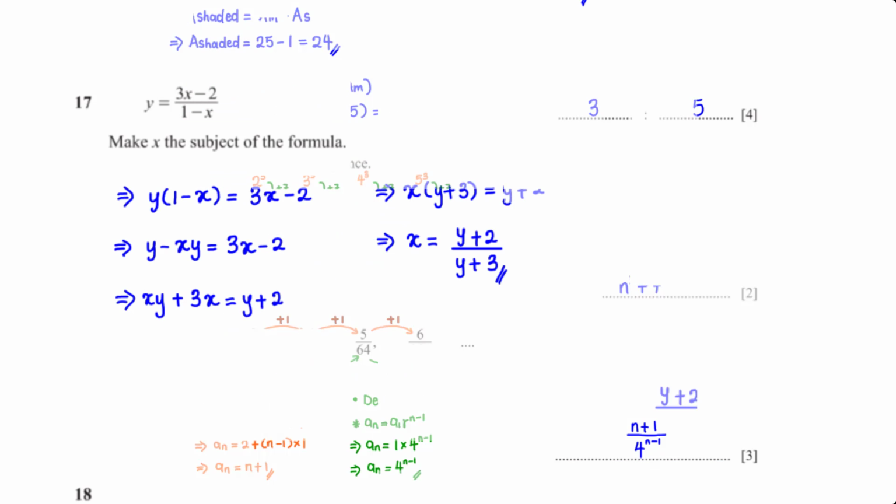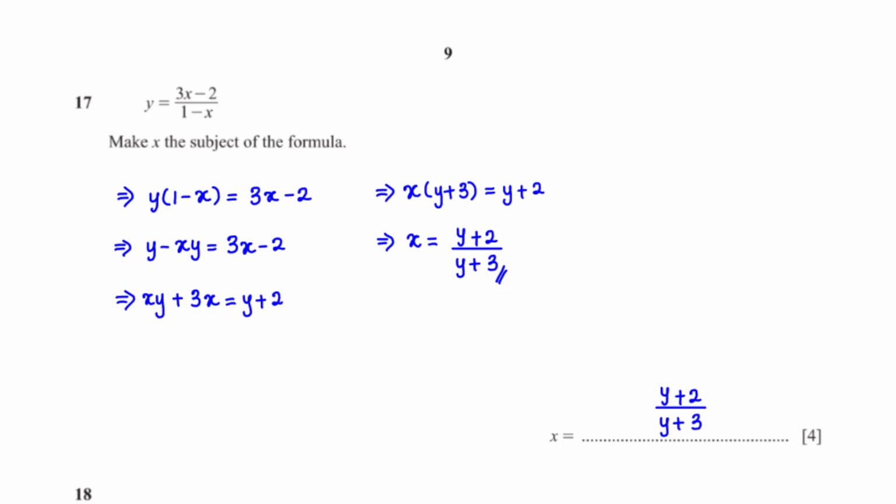Y equals 3x minus 2 over 1 minus x. Make x the subject of the formula. When we multiply both sides of the equation by 1 minus x, this is what we have. When we expand the brackets, y times 1 is y, and y times negative x is negative xy. When we move all the x terms to one side of the equation, this is what we have. When we factor out x, we are left with y plus 3. When we divide both sides by y plus 3, we get x equals y plus 2 over y plus 3.